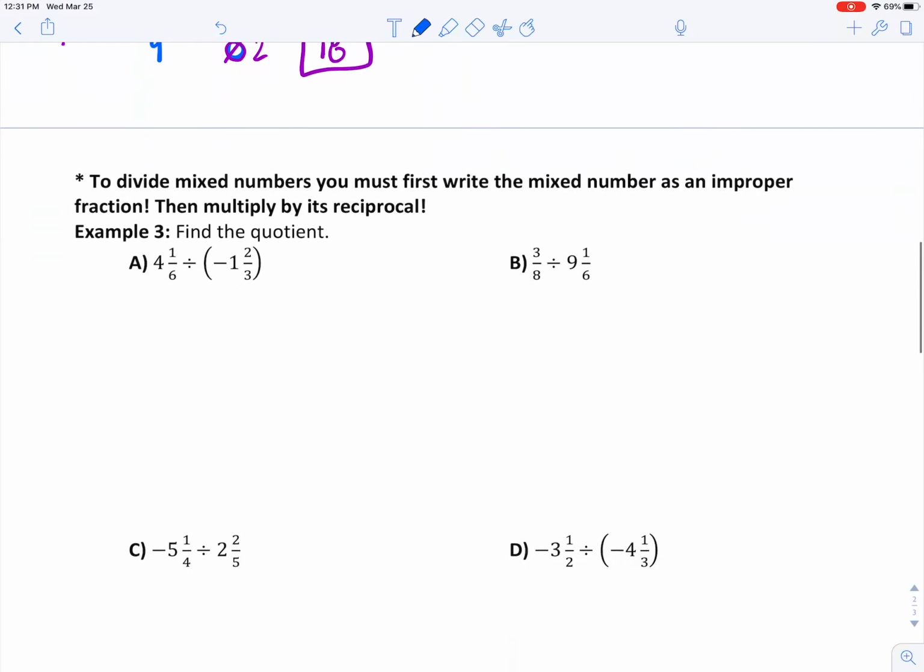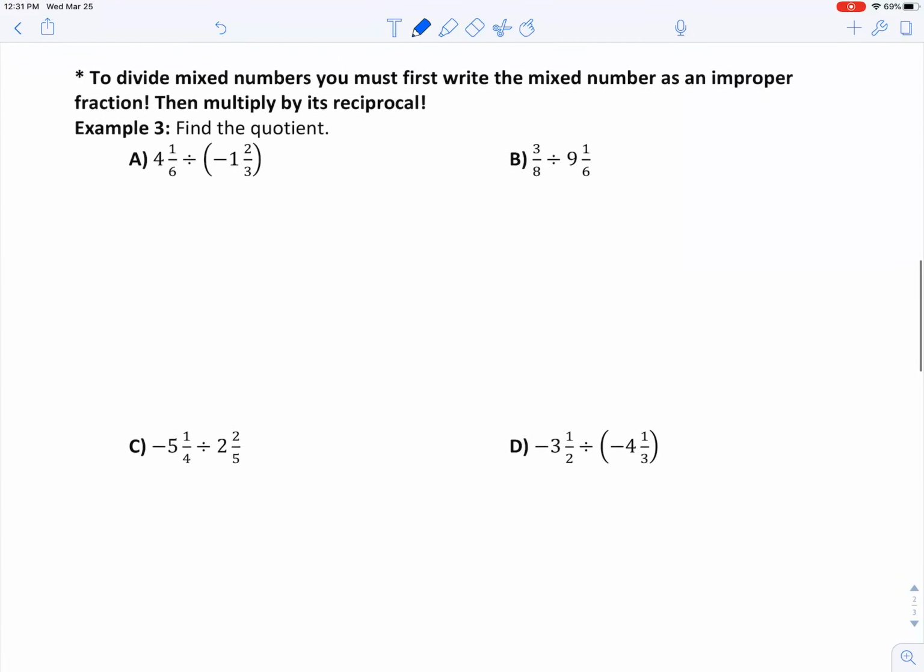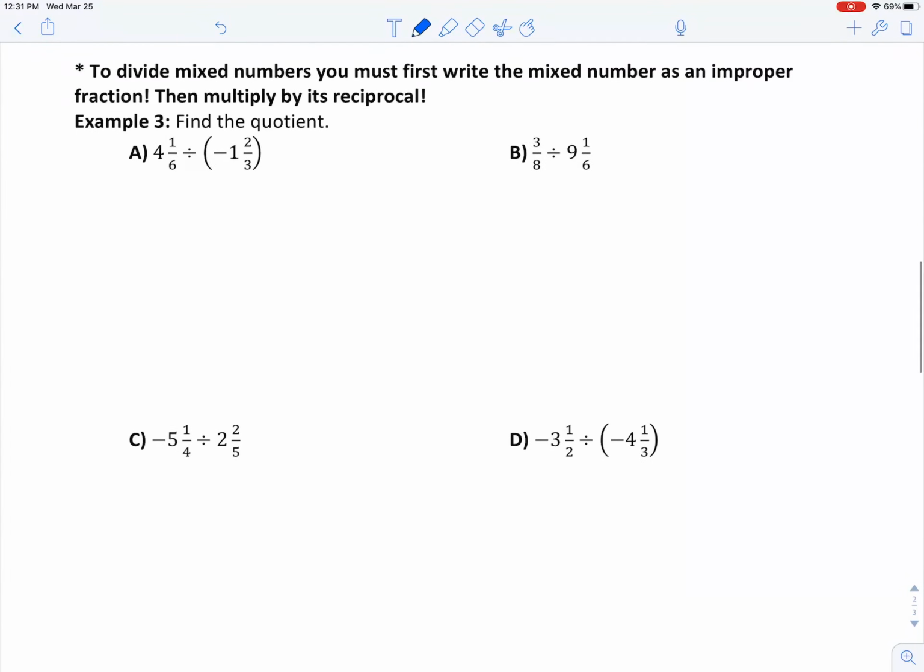Okay, moving to the back side now of our notes. I have a note on here that says, to divide mixed numbers, you must first write the mixed number as an improper fraction, then multiply by its reciprocal. So really this is very similar to what we've done in the past, where we want to write this mixed number as an improper. So we take 4 times 6, which is 24, and then we add the 1. So we have 25.